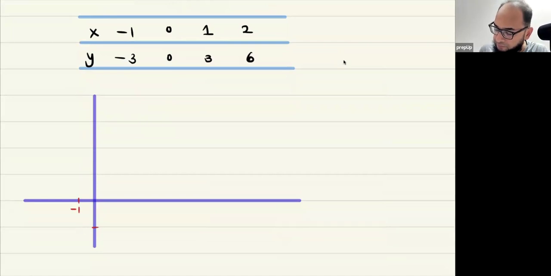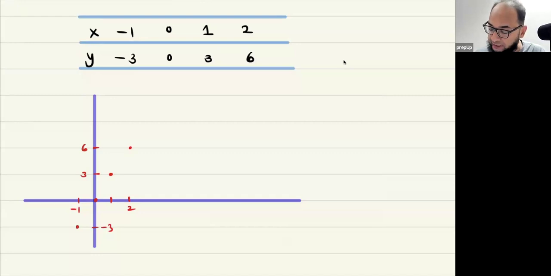That is 1 point over here, then 0, 0 is over here. Then over here, this is 1 and 3. And then we have 2 and 6. So now these are 4 points, as you can see, and I'm not drawing it on a graph paper. So this is just a rough diagram.